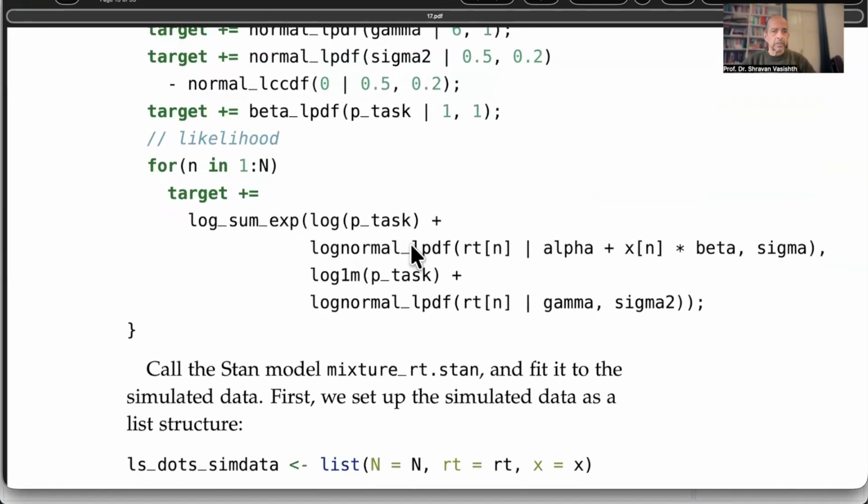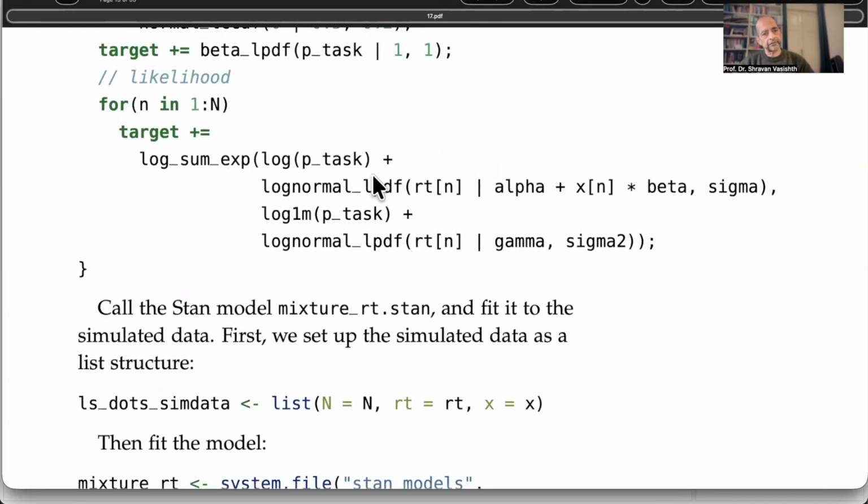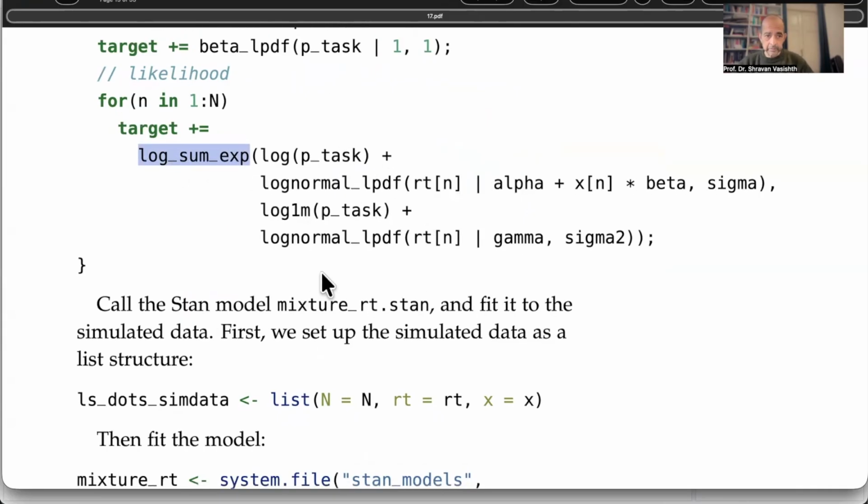So now for every data point in the data frame, we are going to produce, so here it is, every data point in the data frame is going to be coming from a distribution which is a mixture distribution. So here's the log sum exp. This I've already explained, so I don't need to go through this again. And so that's the model.